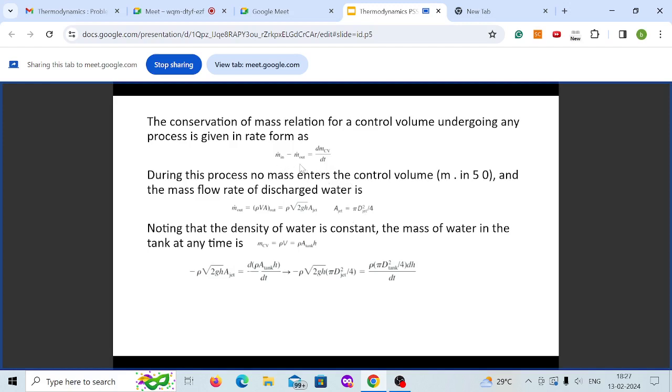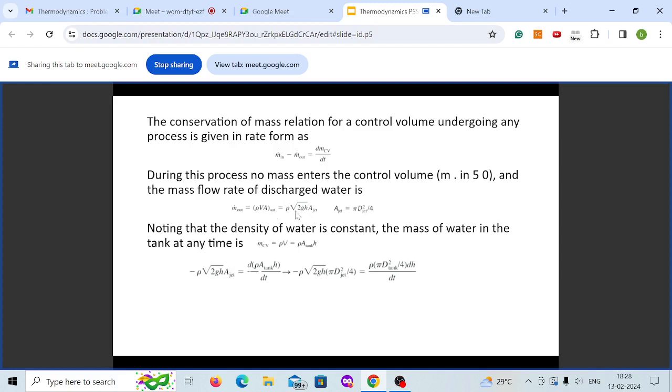We know that mass flow is nothing but rho into V into A. Rho is density, V is velocity, and A is the cross-sectional area. For the jet with a diameter of 0.5 inch, you can write the jet area as pi d square by 4, where d is 0.5 inch. And h will vary throughout the process, so we will retain it as h.